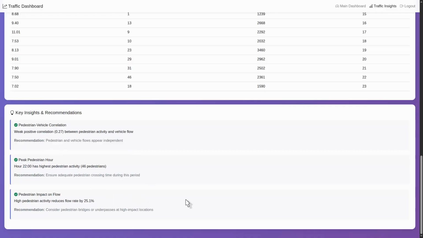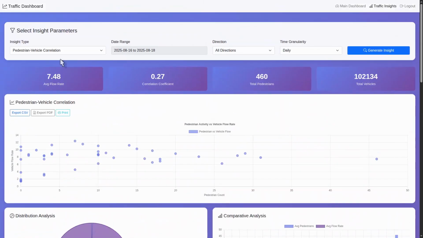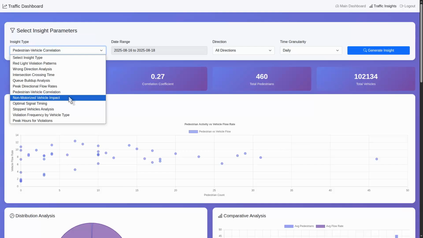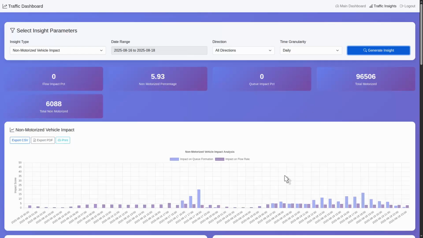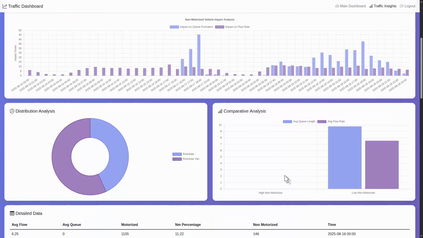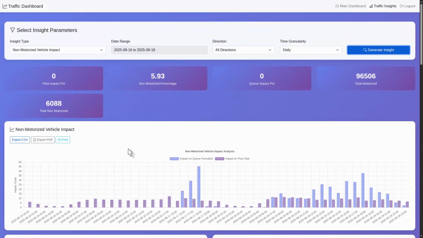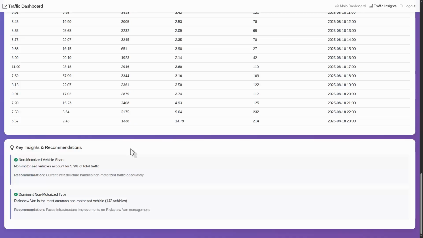Peak pedestrian hour is hour 22, about 46 pedestrians, and pedestrian impact on flow rate is 25.1%. It reduces the flow rate by 25.1%. So that's very quantitative and actionable insight. The non-motorized vehicle impact we already have discussed. Rickshaw van has the higher density, most common non-motorized vehicle.